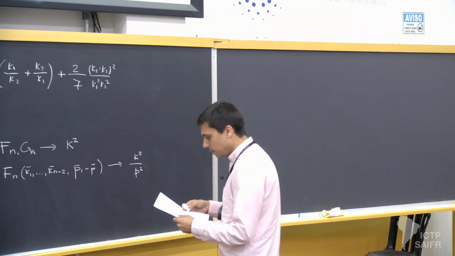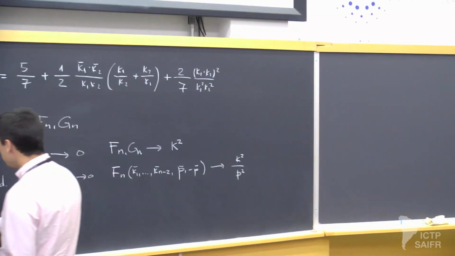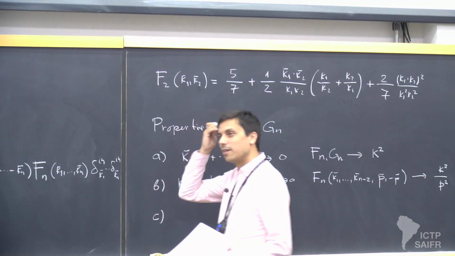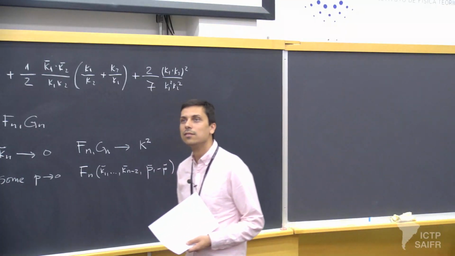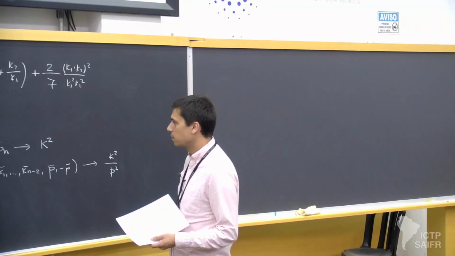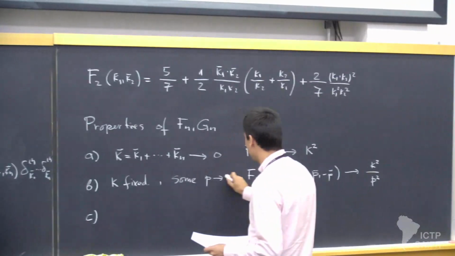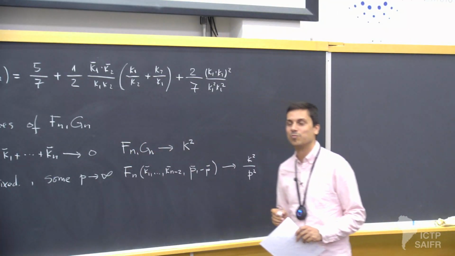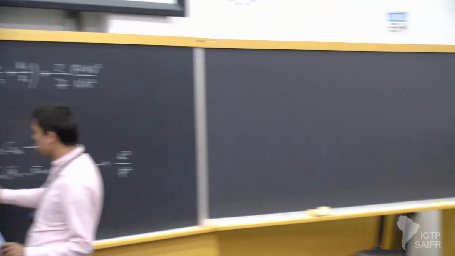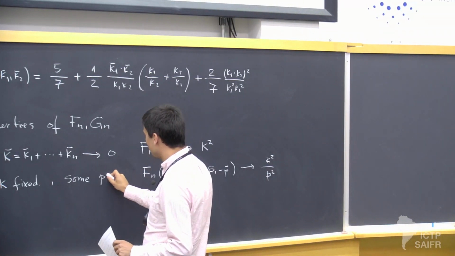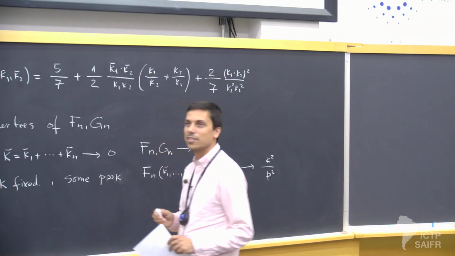And finally, there is the most interesting property. When p goes to infinity, what it really means is that it is much bigger than k. This is what really matters.